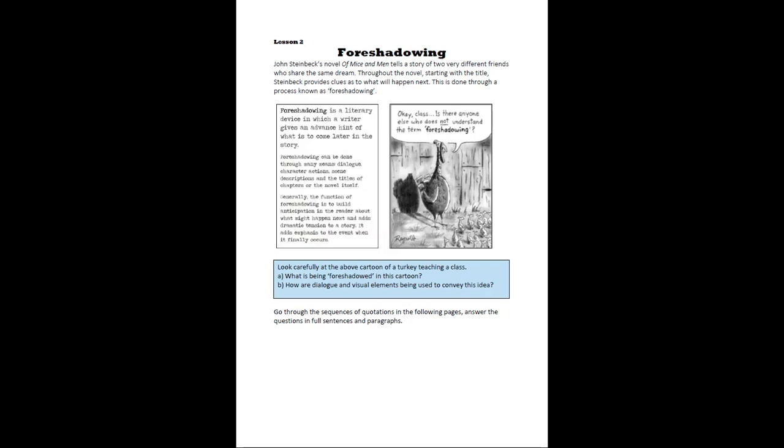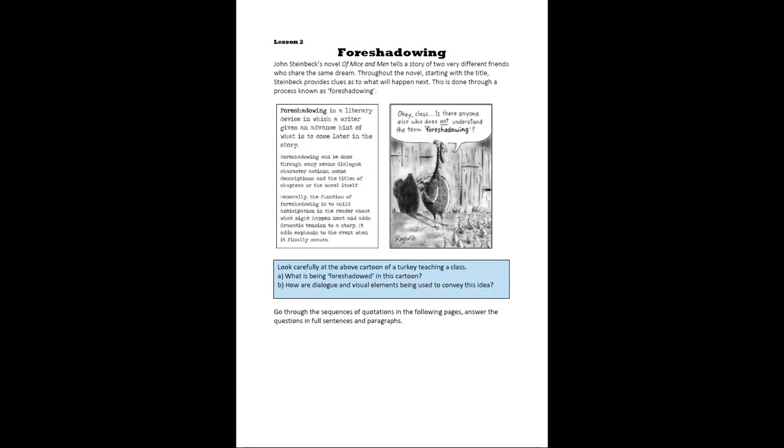Okay, so first of all, what is foreshadowing? Just as you can see in front of you right now, John Steinbeck's novel Of Mice and Men tells the story of two different friends who share the same dream. Throughout the novel, starting with the title, Steinbeck provides clues as to what will happen next. This is done through a process known as foreshadowing.